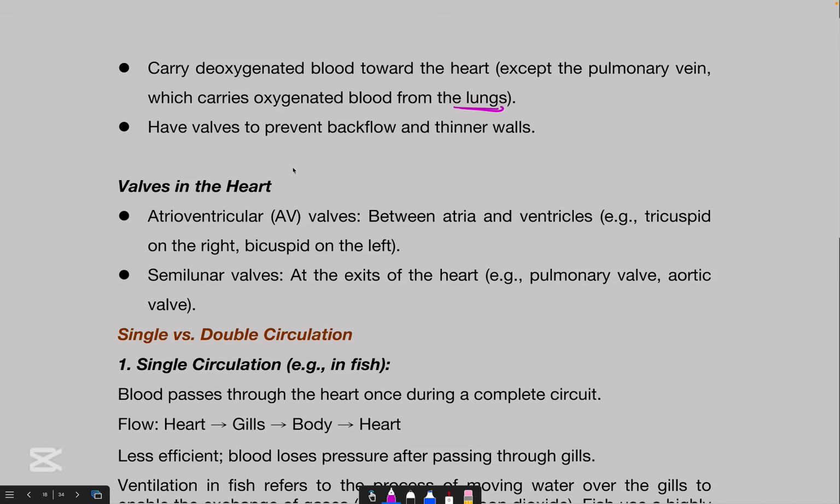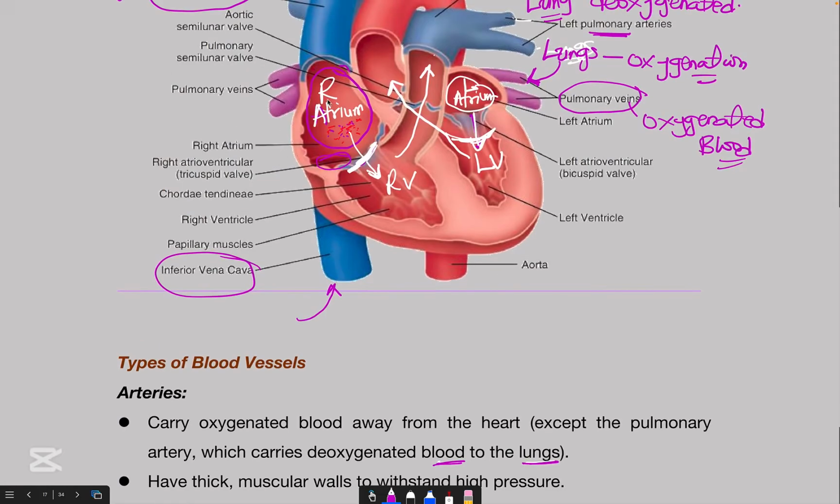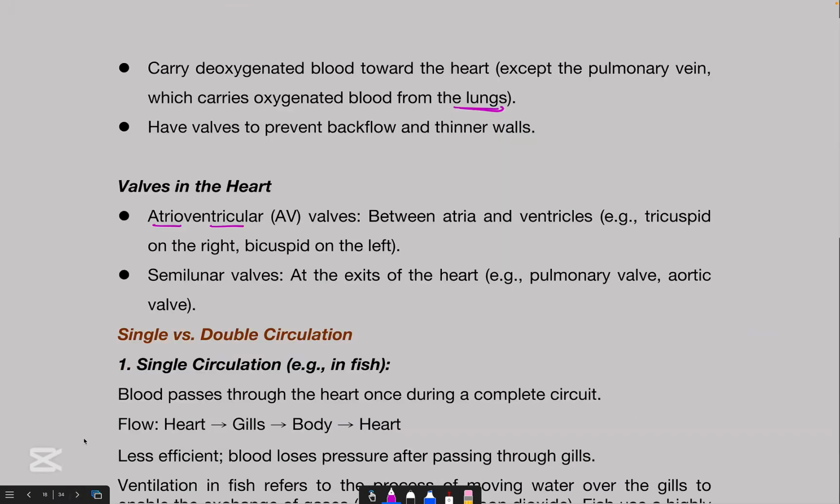Now, the valves in the heart. We have the atrioventricular valve. As the name implies, atrioventricular valves are found between the atria and the ventricles. Like the ones between the right atrium and right ventricle, and left atrium and left ventricle, they are called atrioventricular valves. Are you getting it now? Between the atrium and the ventricle, that's where you find them. For example, we have what we call the right atrioventricular valve.